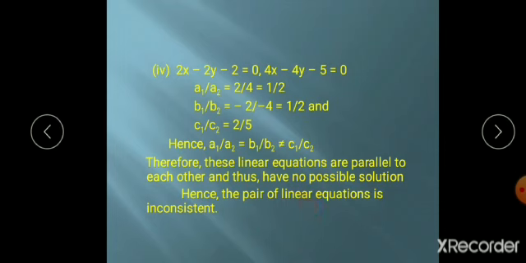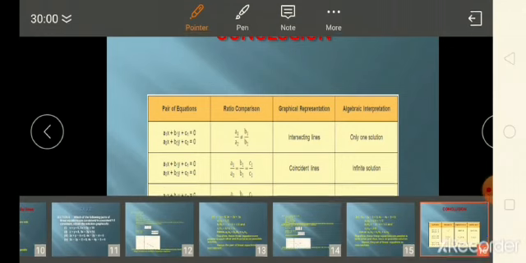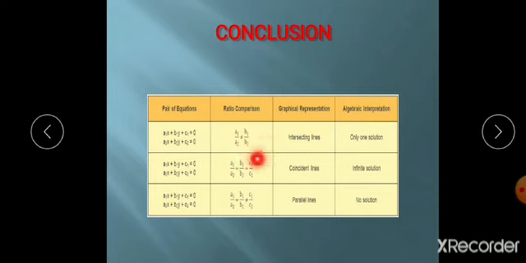So from the above we can conclude that a pair of linear equations can be divided into three types: intersecting, coincident, parallel. The condition for intersecting is A1 by A2 is not equal to B1 by B2. Coincident: A1 by A2 is equal to B1 by B2 is equal to C1 by C2. Parallel lines: A1 by A2 is equal to B1 by B2 is not equal to C1 by C2. Intersecting lines have only one solution, coincident lines have many solutions, meaning infinite solutions. Parallel lines have no solutions because they never intersect. We are not able to find the solution of these given equations.